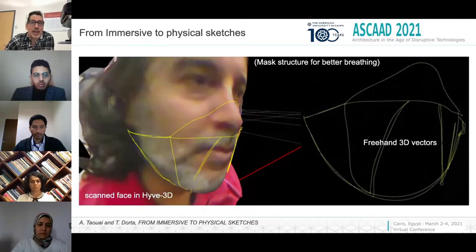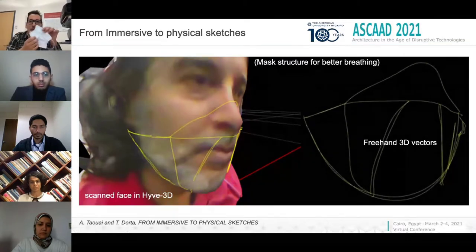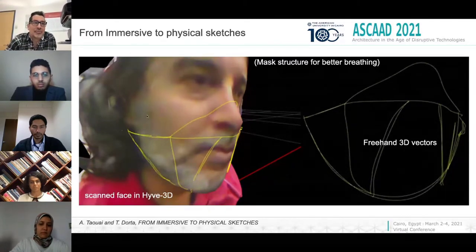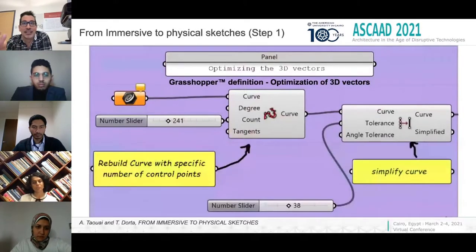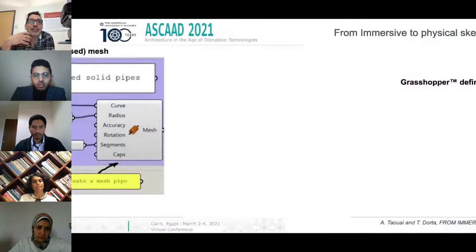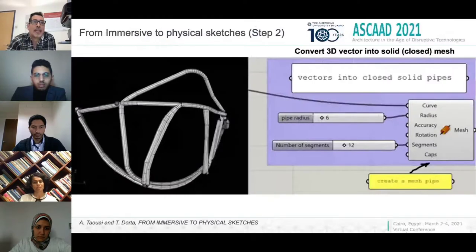We start with, for example, different objects like a mask structure to be placed inside the mask to allow more breathing. So we scan the face, we 3D sketch the lines. Then with some Grasshopper definition, we optimize these 3D vectors, controlling the number of points. And then the second step is converting these lines to closed solid pipes. And then there is a process of slicing and sending the G-code to the 3D printer.